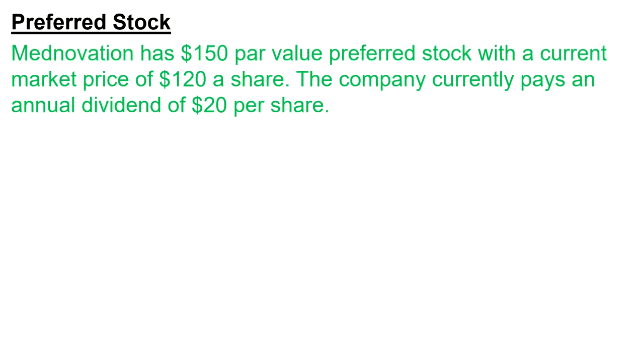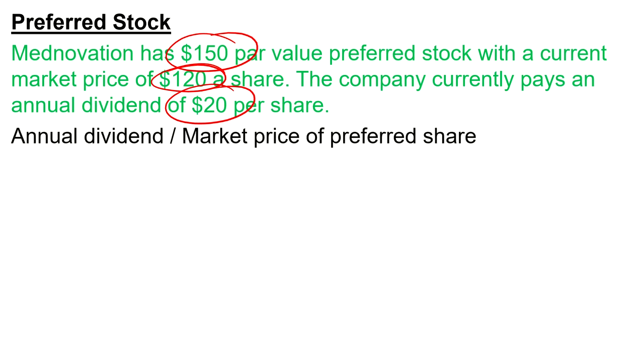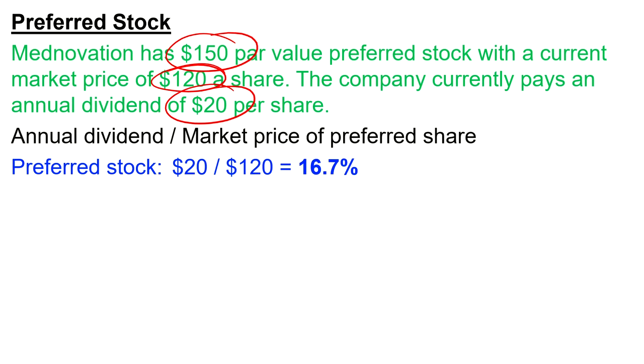We now can turn our attention to preferred stock. Again, the information that we have: $150 par value stock with a current market price of $120, and it pays a dividend of $20 per share. Well, the cost of our preferred stock is the annual dividend divided by that market price of a preferred share. This is fundamentally the same as it was for the common share. We don't have any flotation costs here, and so the dividend's not growing. And so we have a $20 dividend, $120 market price of a preferred share. So the cost of our preferred share is 16.7%, a little bit less than that 20% that we had as the cost of our common share.